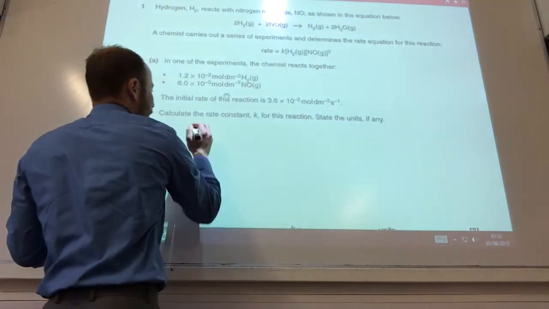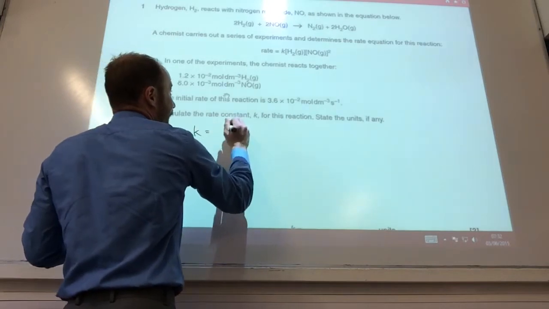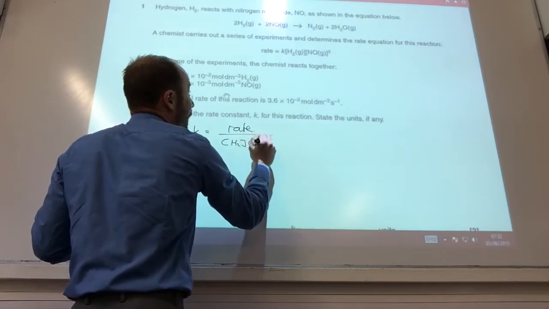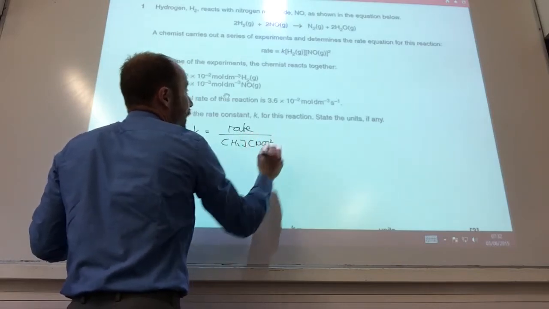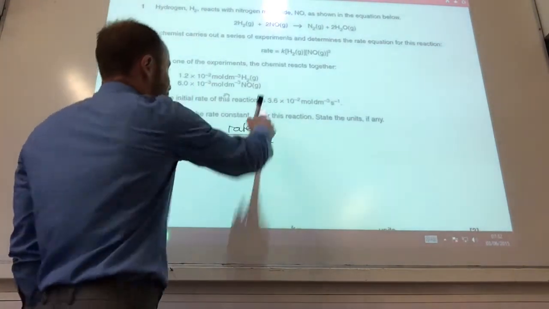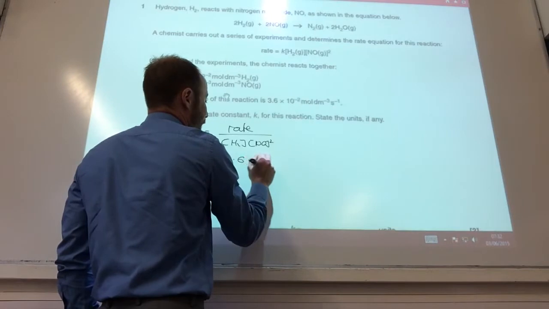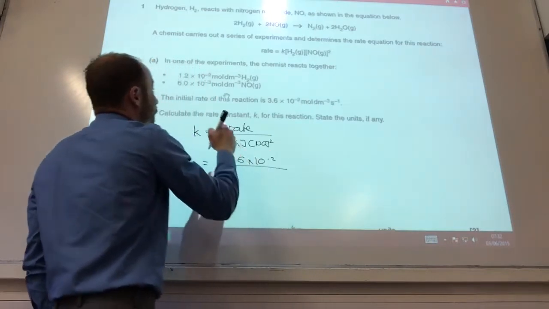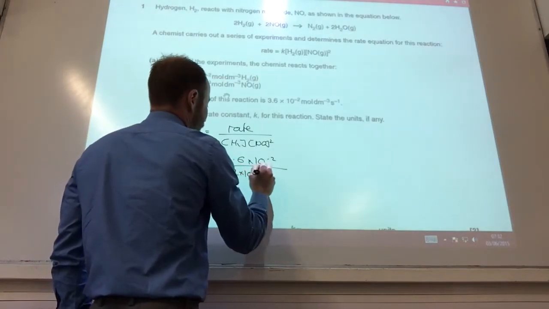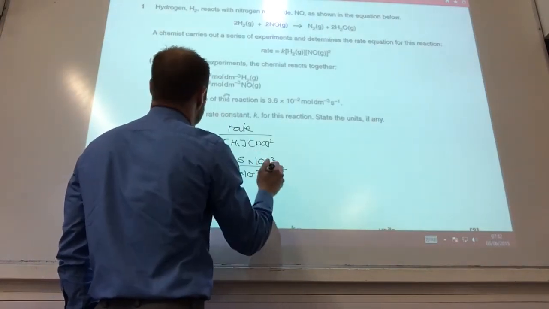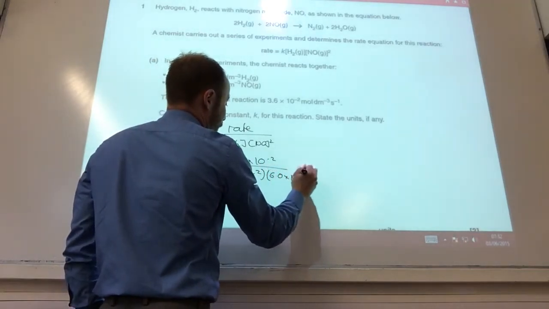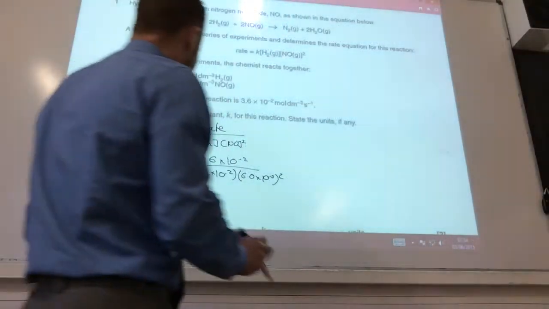We can rearrange this equation. So k is going to equal the rate divided by the concentration of H2 times the concentration of NO squared. If we substitute in our values, we've got rate as 3.6 times 10 to the minus 2. Concentration of H2 is 1.2 times 10 to the minus 2, and we times that by the concentration of NO, 6.0 times 10 to the minus 3. Remember that squared.